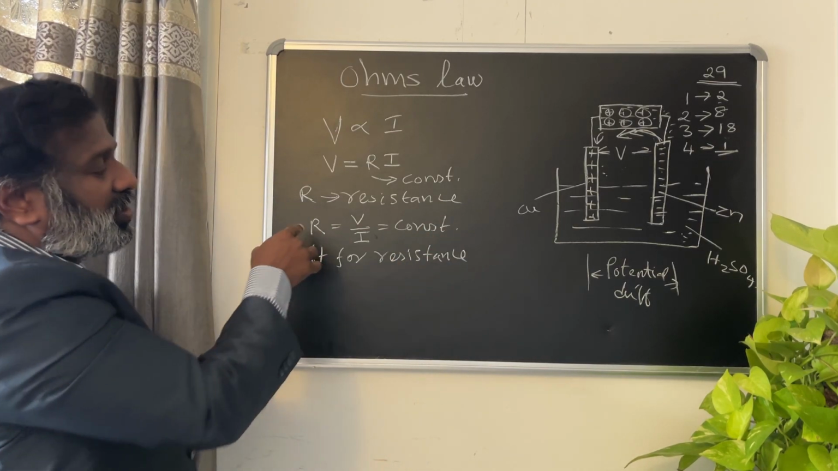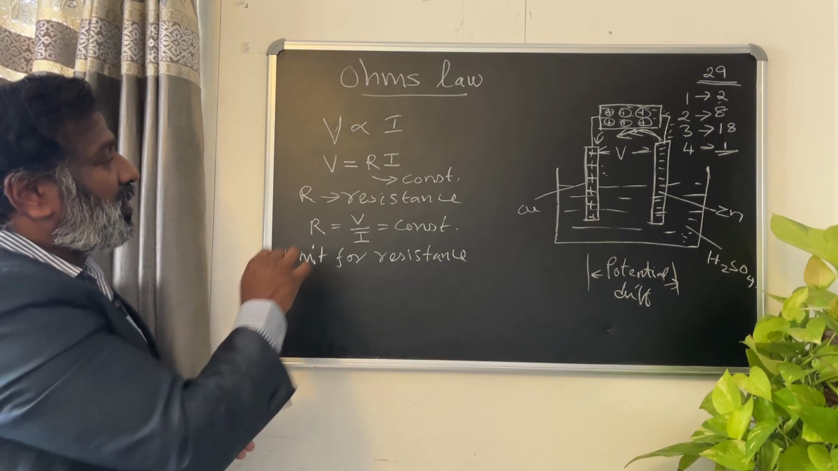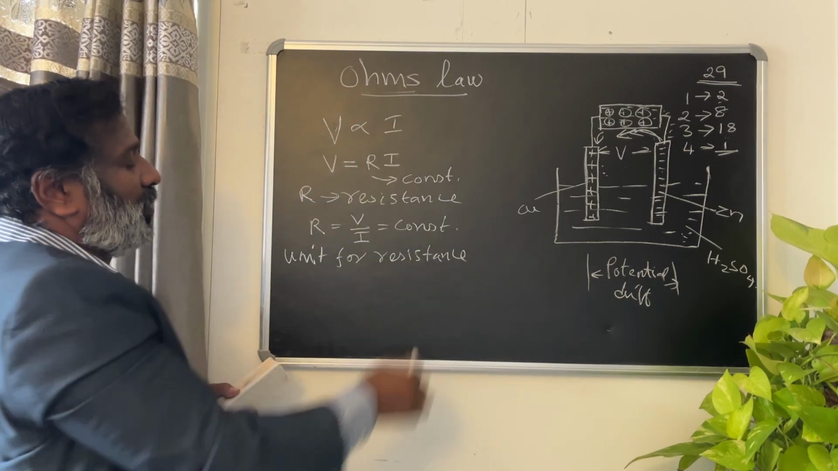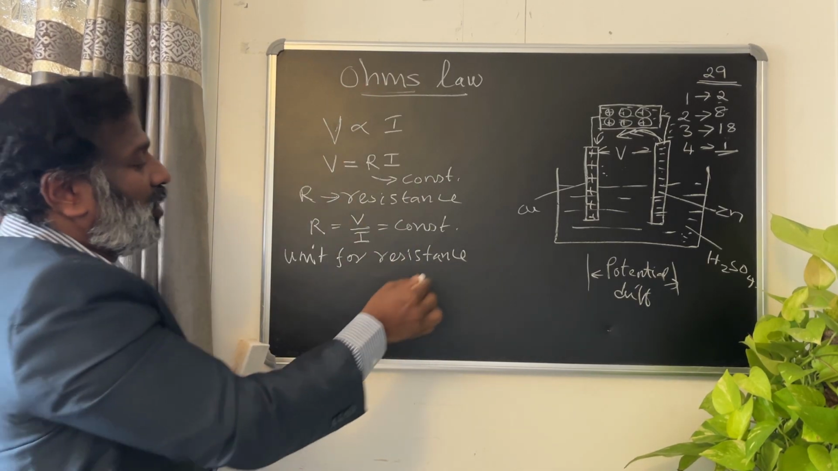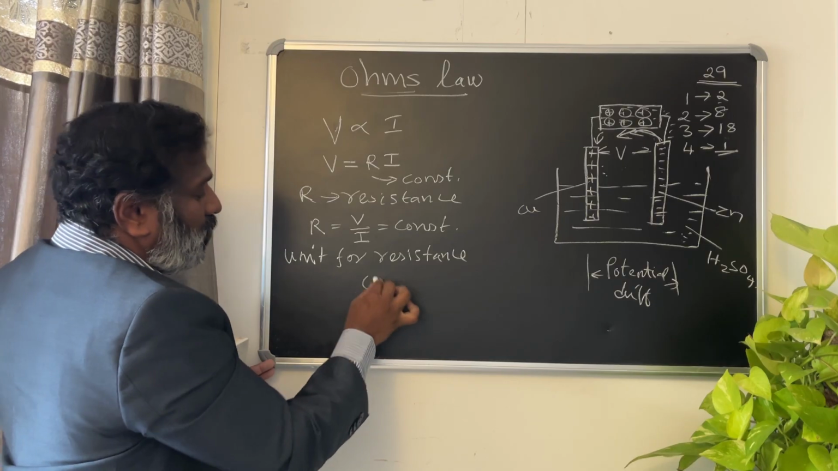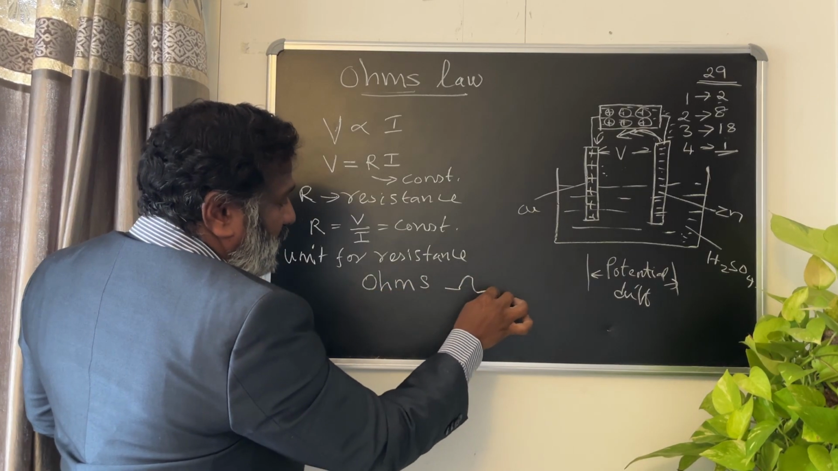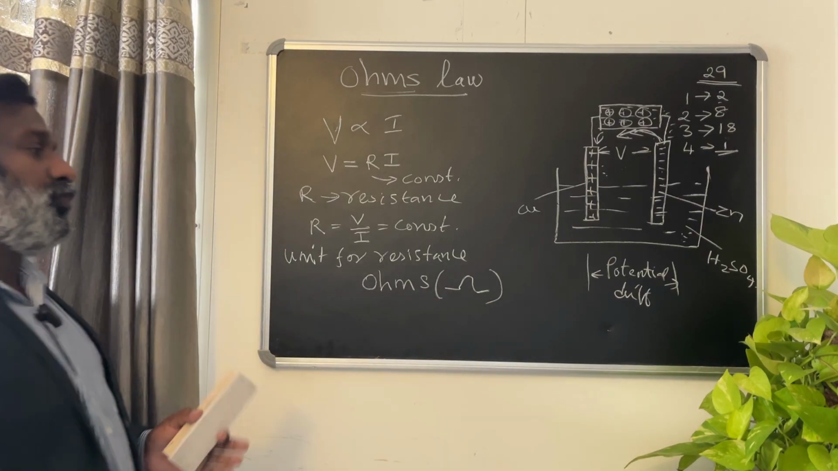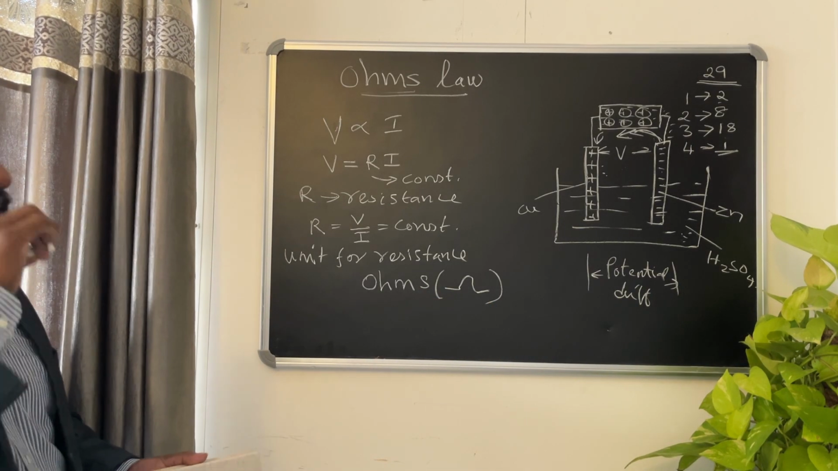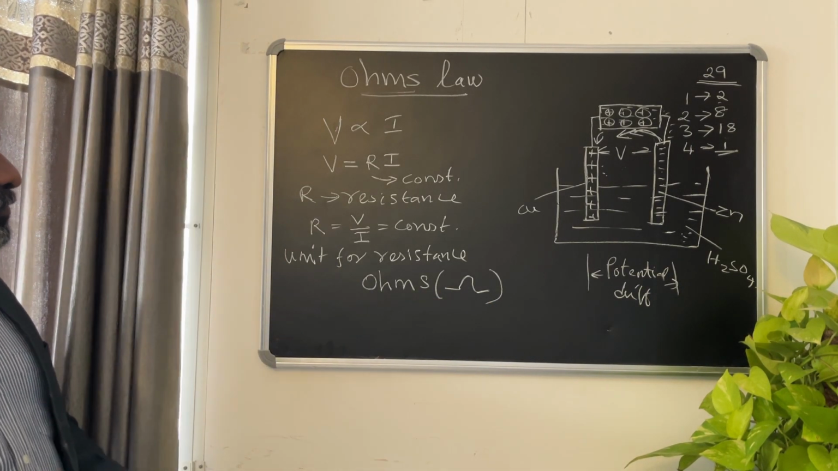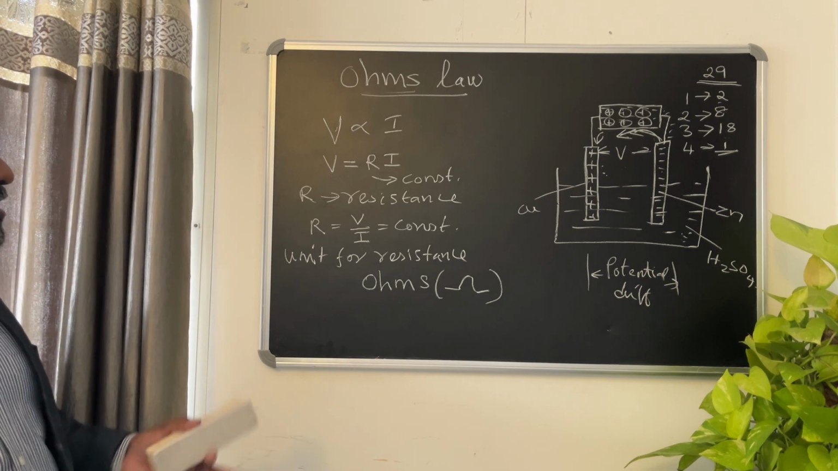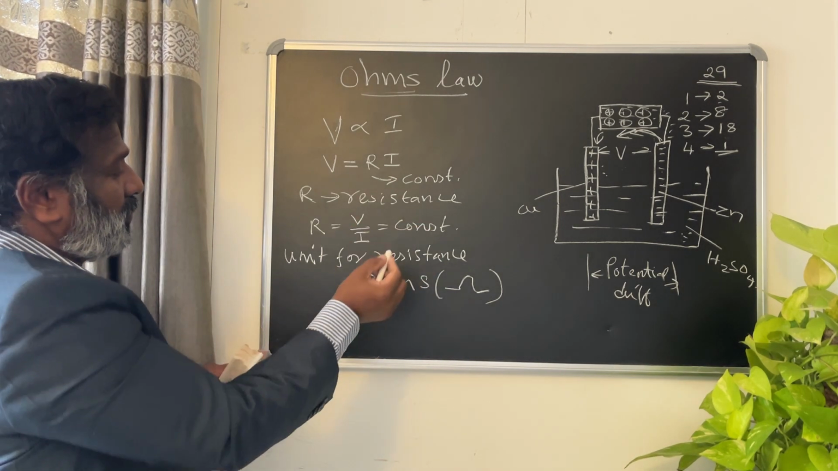The resistance concept is devised by Ohm. So based on his name, the unit for resistance is ohms. And this is the symbol used to denote ohms. The unit for resistance is ohms. Is it clear?